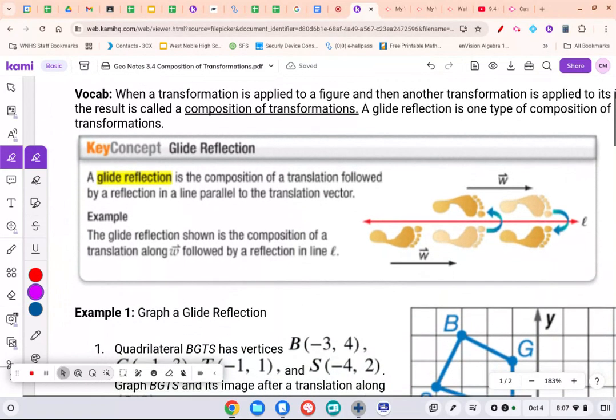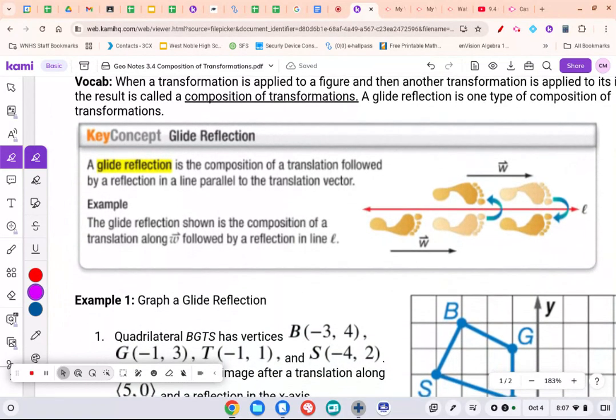So we have a glide reflection as one type of composition of transformations. A glide reflection is the composition of a translation followed by a reflection in a line parallel to the translation vector. So if you think about stepping, you translate your foot forward and then it reflects. Really, it's your other foot, but it's like a reflection across.